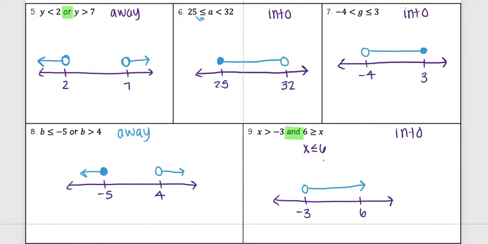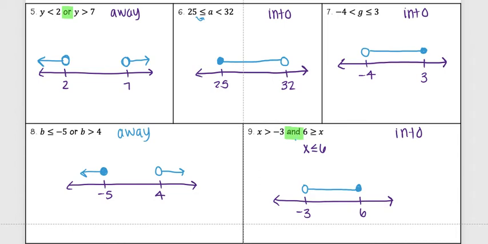And then I have x is less than or equal to 6. On 6, since it's less than or equal to, I know I have a closed circle, and I want everything less than it, so I'm going to go that way. And so I see that these are in fact going into each other like I knew they would. So instead of having two graphs on top of each other like that, I'm going to go ahead and redraw this like we normally would and have them connected.